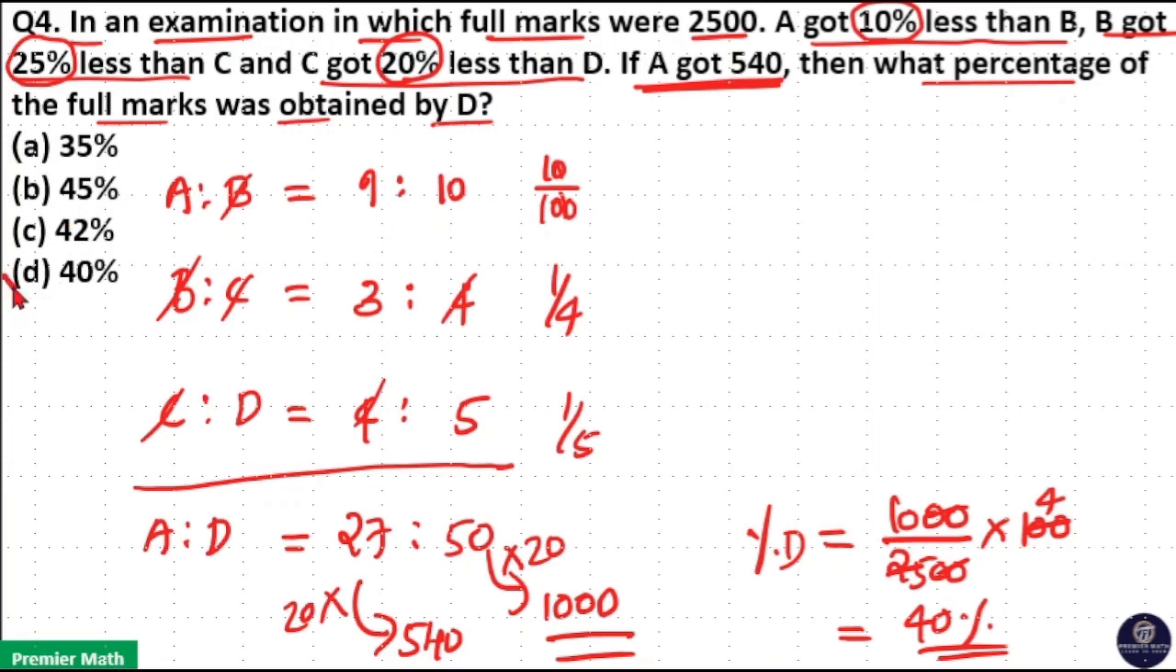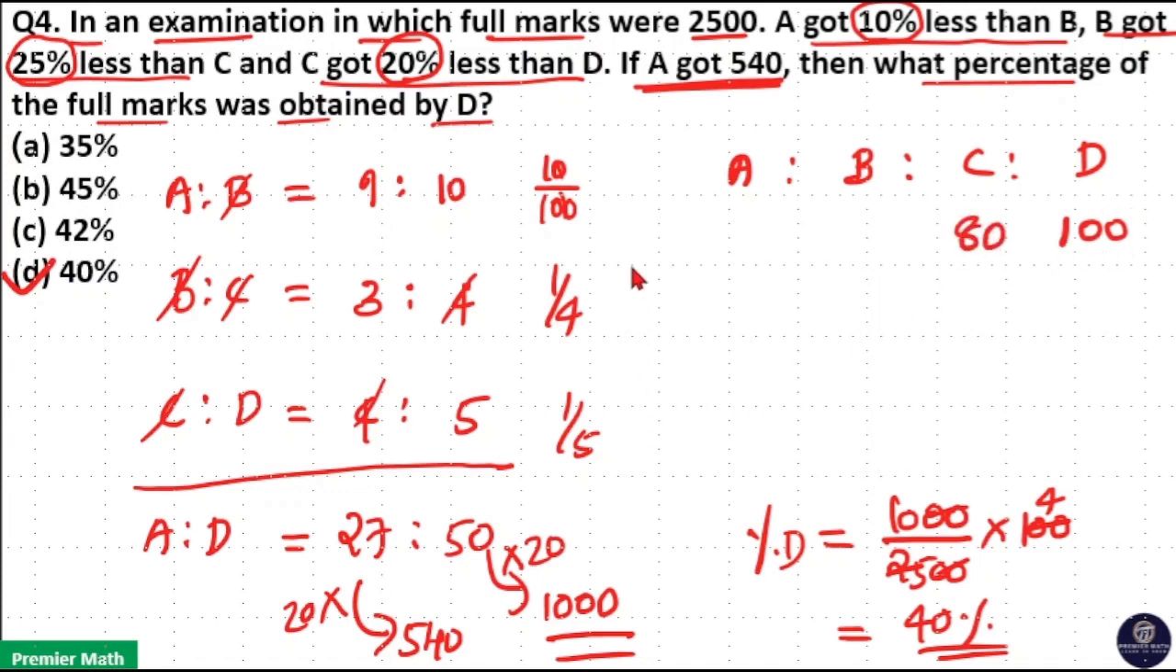If you want to do it in another method, I will show you that. That is A is to B is to C is to D. Here, let us consider D got 100 marks. Then C got 20% less than D. 100% is 100. Here 20% means 20. So 20 less than D means 100 minus 20, 80.